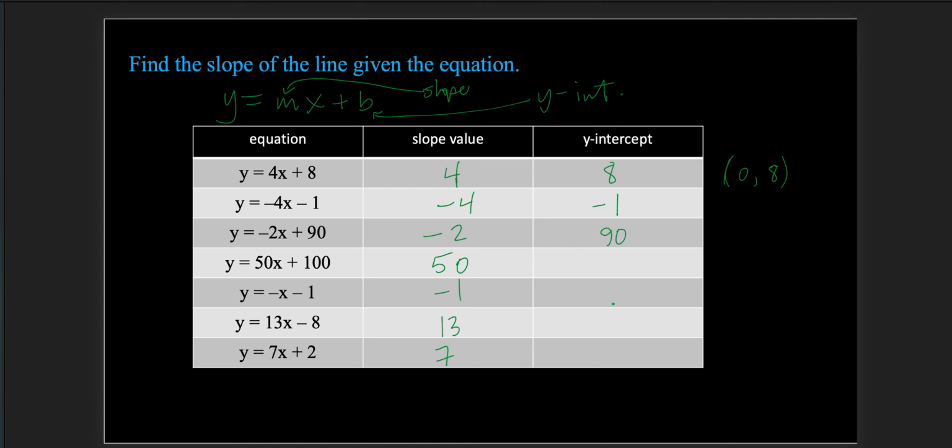And if you haven't already, you can pause the video and run down and write these down and see how you do. So the y-intercept for this one is 100. The y-intercept here is negative 1. The y-intercept here is negative 8. And the y-intercept here is 2.